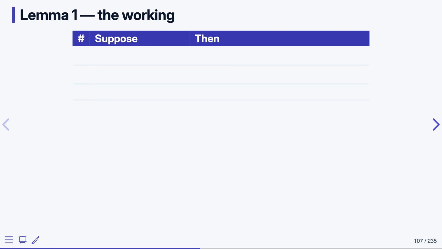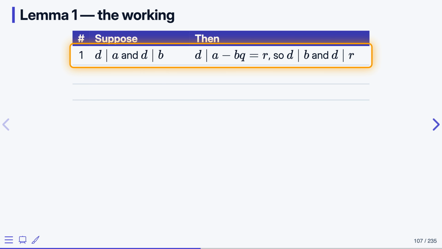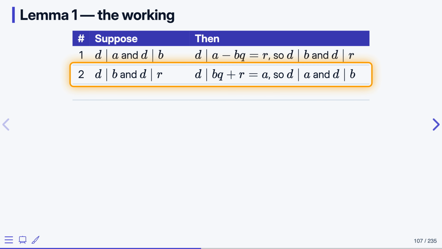Now the working, one direction at a time. Step 1. Take any number D that divides both A and B, then D also divides A minus B times Q, and by our equation, that difference is exactly R, so D divides B and R as well. Step 2. Now go the other way. Take any D that divides both B and R, then D divides B times Q plus R, and that sum is exactly A, so D divides A and B as well.